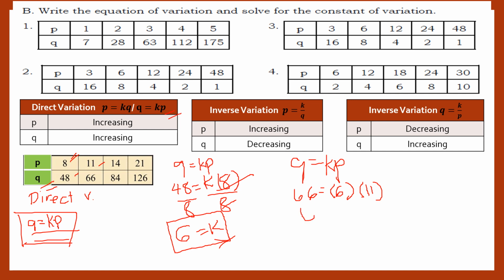So, that is 66. And 6 times 11, also 66. So, this is check. Therefore, our constant is really correct. Kasi okay din siya at nag-apply din siya dun sa second value din natin sa table. And so as on the other example. So, that is one example.